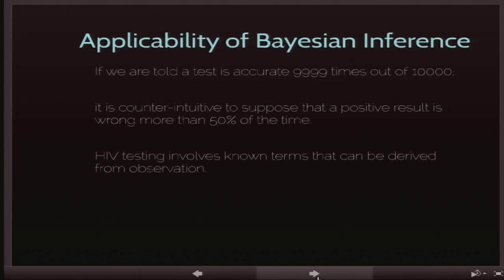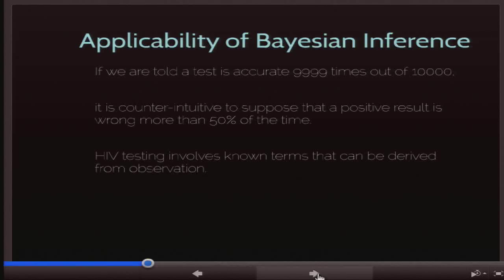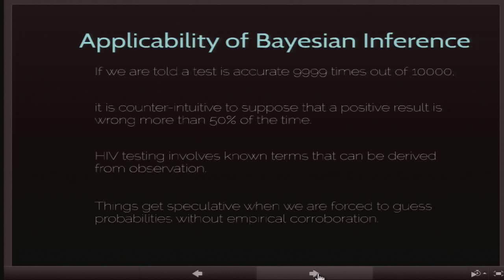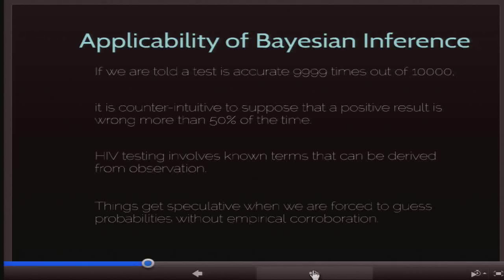And in this case, we're talking about something where the terms are relatively well known, and can be derived from observation. Now things get fairly curious when we get involved in trying to guess probabilities without empirical corroboration, and turning to areas of study where this kind of thing doesn't happen all the time.